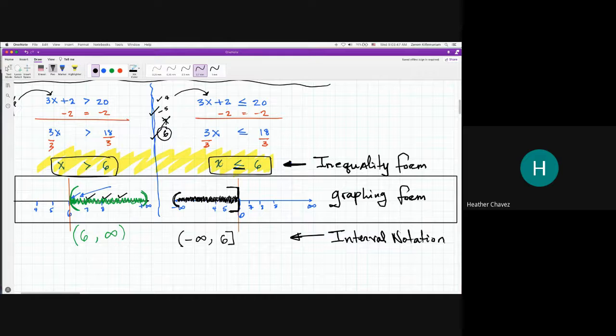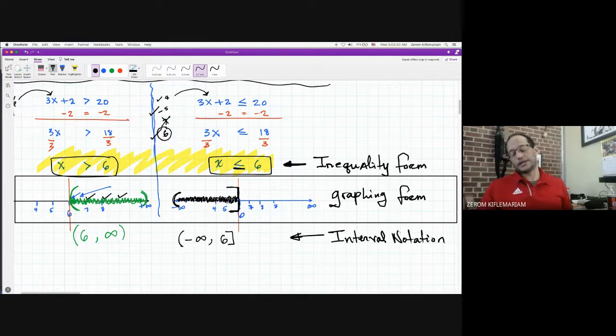Yeah, it makes sense. So these are the three different answers, but I'm going to explain that one step by step.